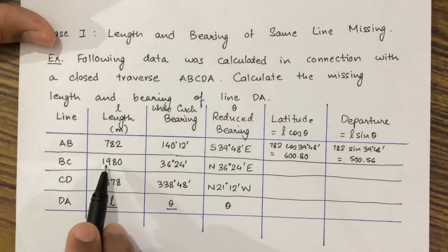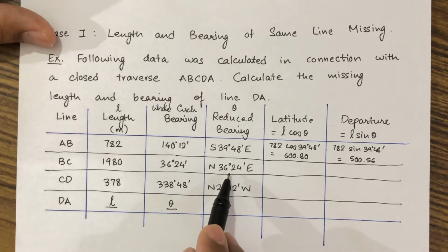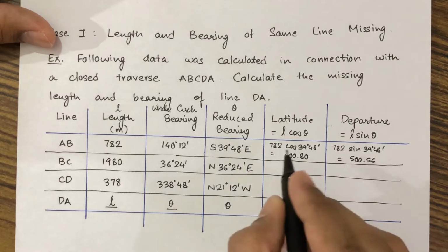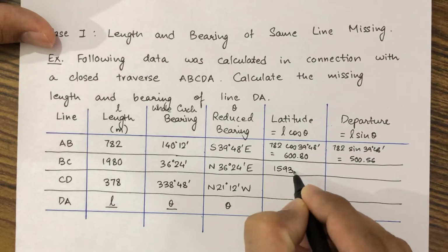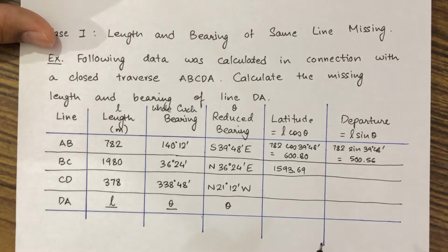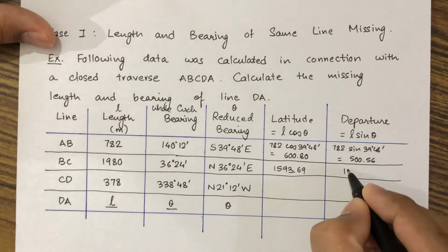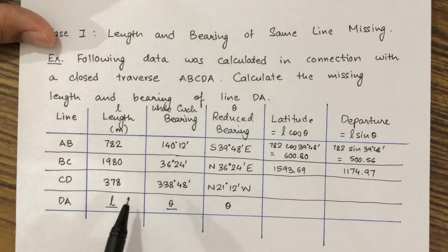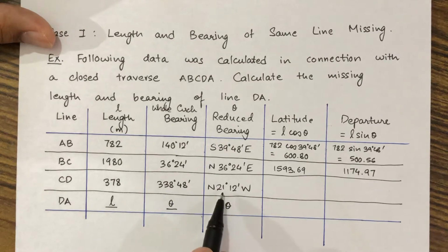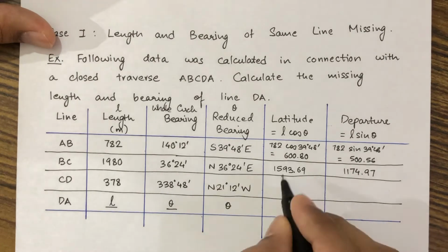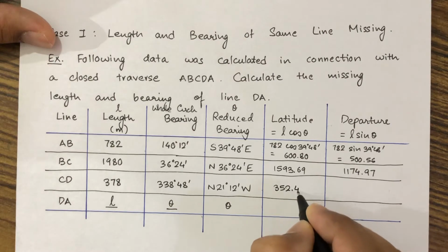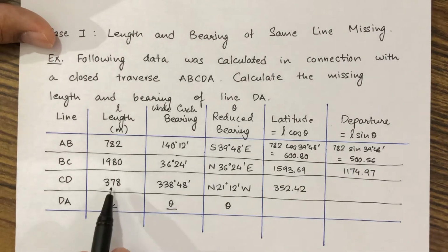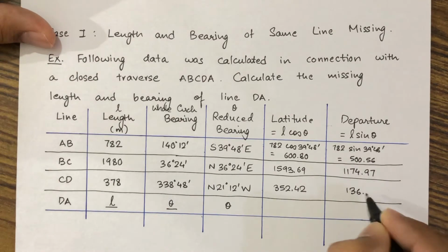So BC will be 1980 cos 36 degree 24 minutes for the latitude, and I'll write down the value 1593.69. Departure will be 1980 sin 36 degree 24 minutes, so it comes out to 1174.97. Then for CD, latitude will be 378 cos 21 degree 12 minutes, so this value comes out to 352.42, and departure will be 378 sin 21 degree 12 minutes, so this comes out to 136.69.